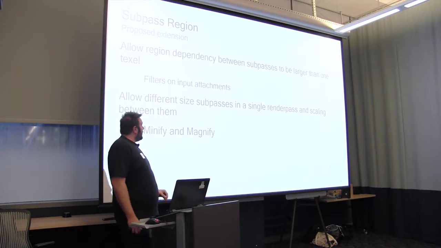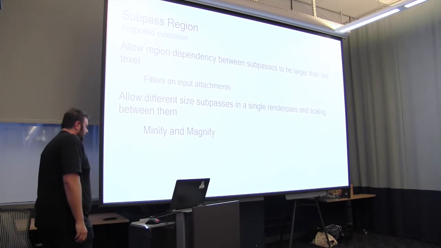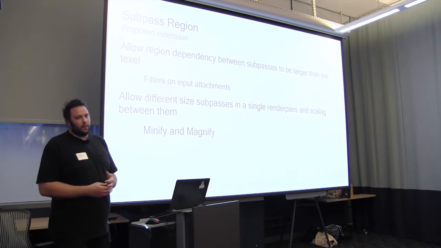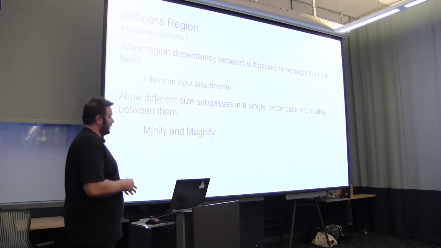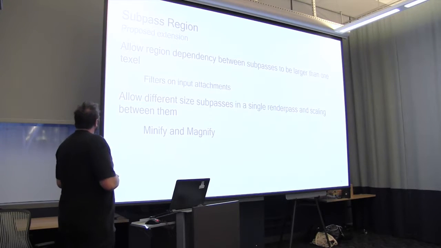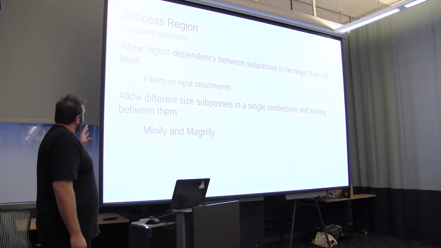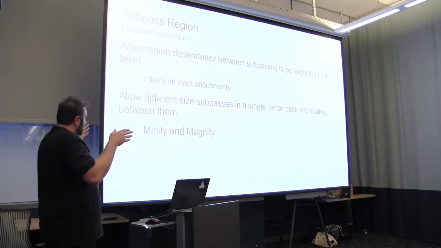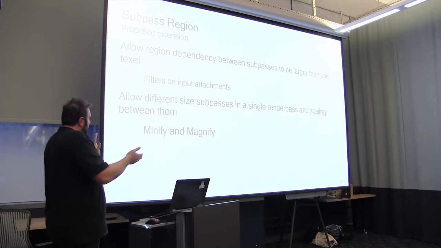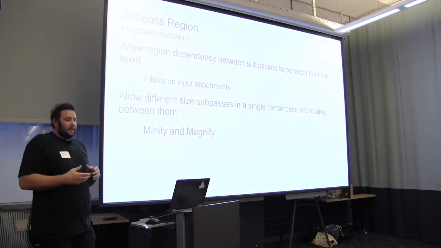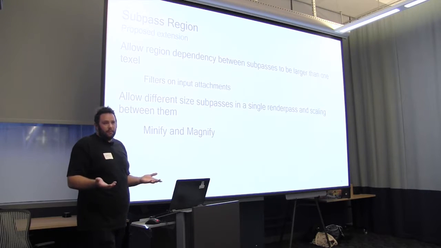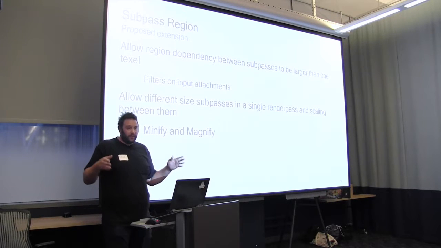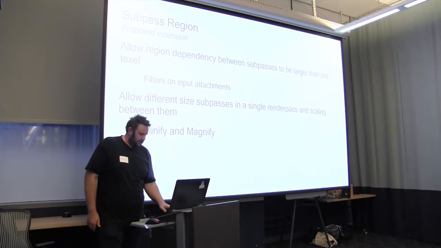That's where subpass region comes into play. This is a proposed extension from Qualcomm, working with Khronos. I don't actually know how far along we got with it. But what this allows is the dependency between the subpasses to be larger than the texel and to allow different size subpasses in a single render pass to scale between them. So you can think about creating bitmaps, which is actually perfect if you're going to unify and magnify things.